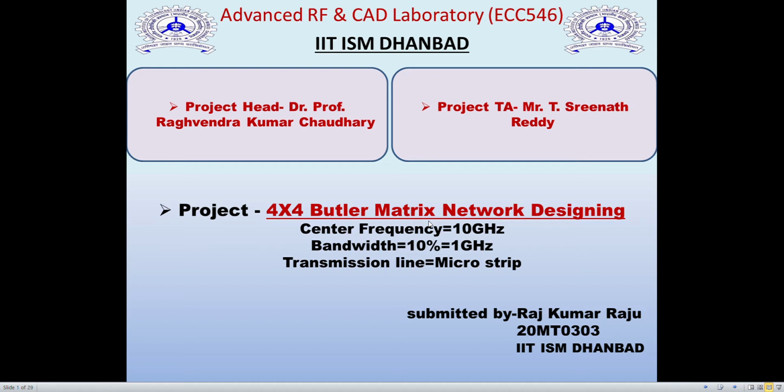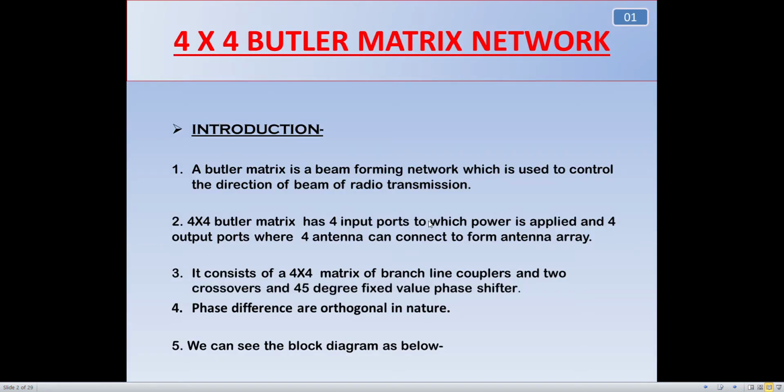Let me first tell you what a Butler matrix network is and what the basic elements of a Butler matrix network are. At this point, I must say that a Butler matrix network consists basically of three individual elements. The first one is the 90-degree branch line coupler, the second one is the 45-degree phase shifter, and the third one is the crossover. So if you are looking for any of these three elements, as well as for the Butler matrix, then you can proceed with this video. Otherwise, you should stop here.